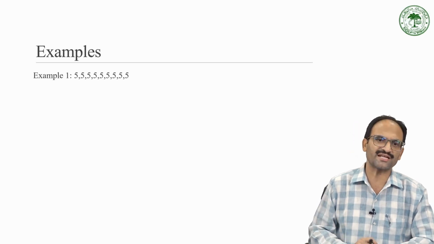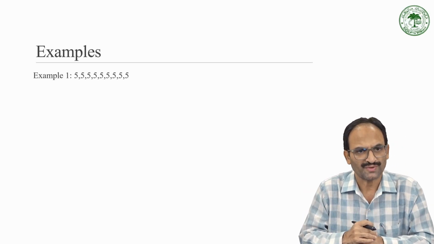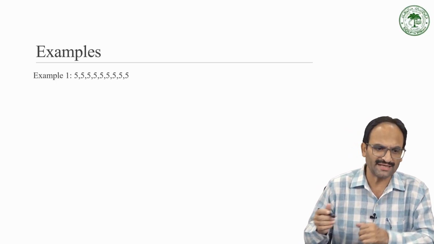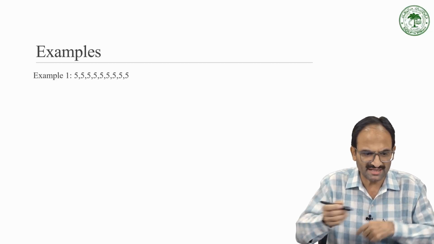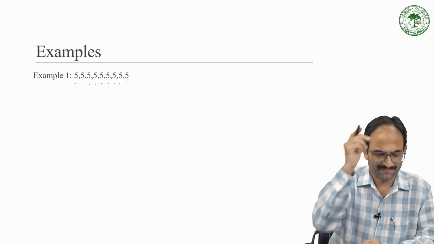So, let's take an example and see how to do it. Example 1 is before you. It's a very simple case. How many numbers are there? Count: 1, 2, 3, 4, 5, 6, 7, 8, 9.